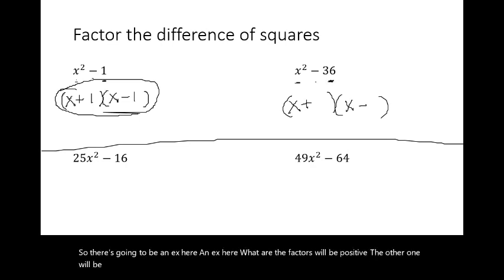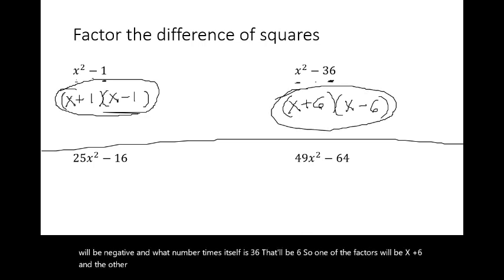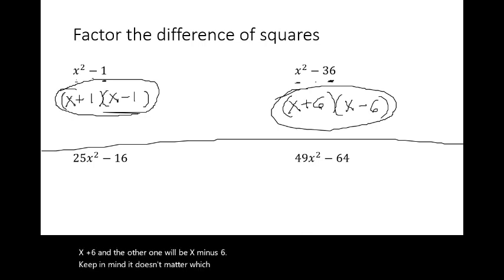And what number times itself is 36? That'll be 6. So one of the factors will be x plus 6, and the other one will be x minus 6. Keep in mind it doesn't matter which one went first, as long as one of them is a plus 6 and the other one is a minus 6.